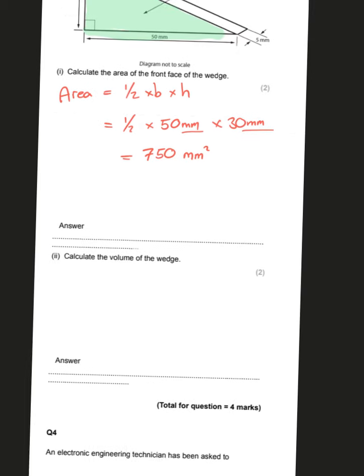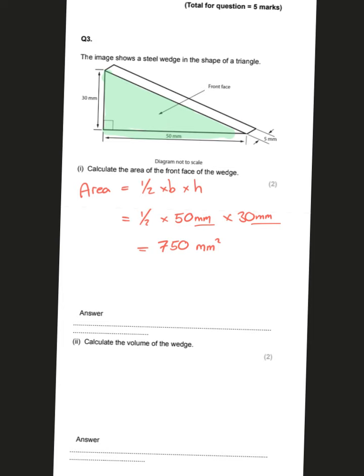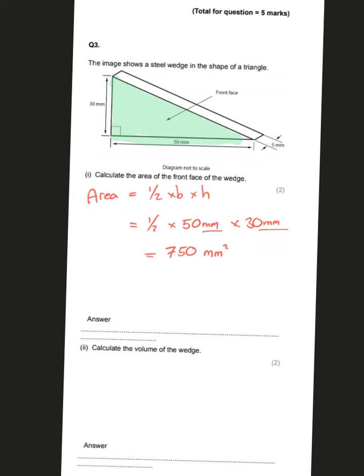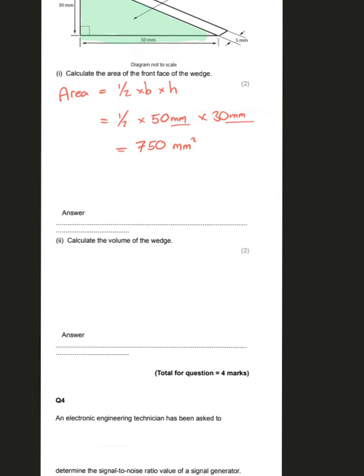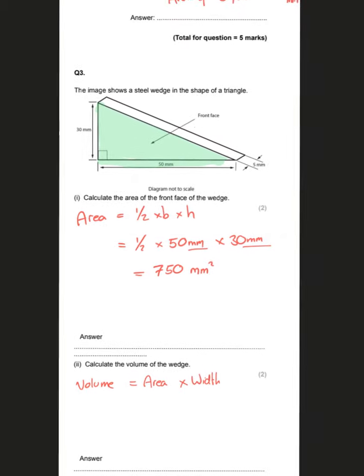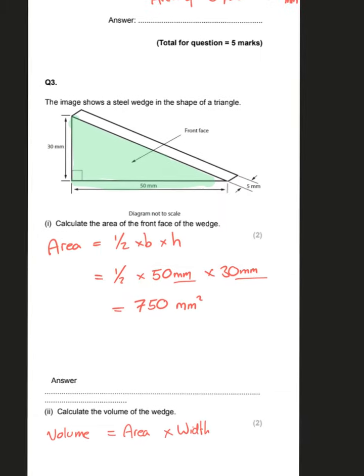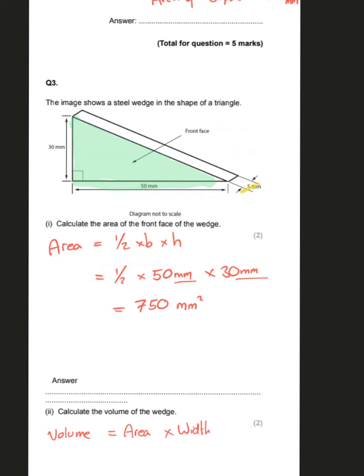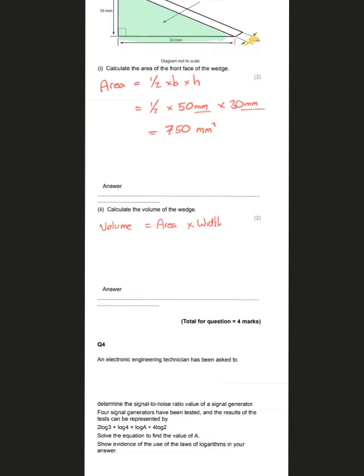Now we're asked to find the volume of the wedge. So we know the area of that green bit. So the volume is just equal to area times width. So if we're saying the area is 750 millimeter squared, the width of the triangle is given to us over here. It was 5 mil. I've rubbed it out there by accident. I thought that was a highlighter.